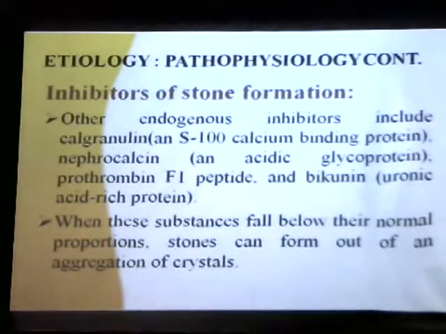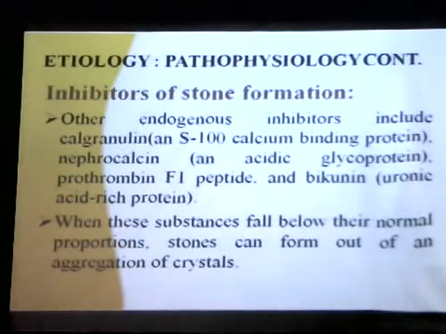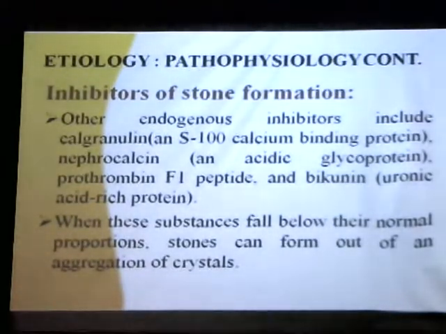Other endogenous inhibitors include calgranulin, nephrocalcin, prothrombin F1 peptide and bikunin. When these substances fall below their normal proportion, stone can form out of an aggregation of crystals.